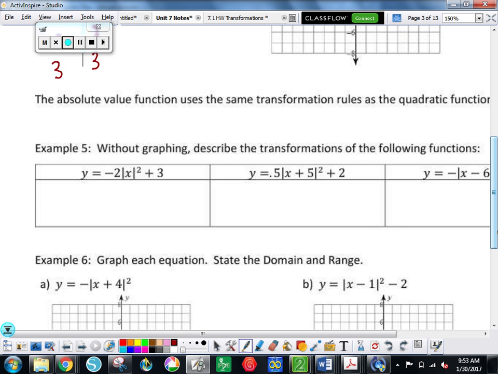So the absolute value function uses the same transformation rule. y equals a times the absolute value of x minus h, plus k. The a is still the stretch, the a is still the reflection, the h is still the left and right, and do you think it goes opposite? Yes. And the k is still the up and down. Oh, so right here, can I get rid of all of those words?